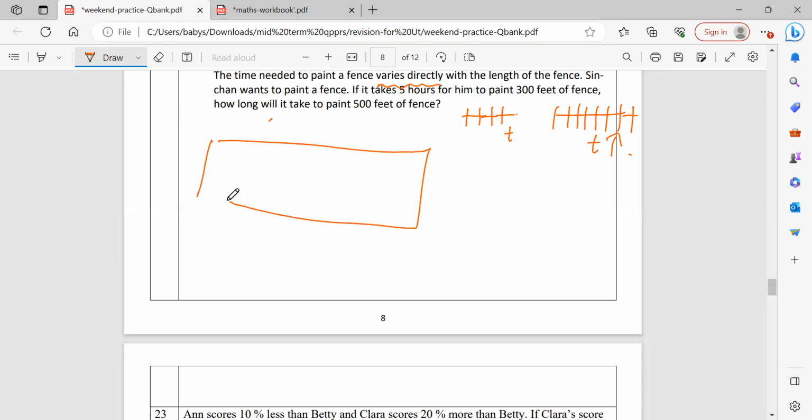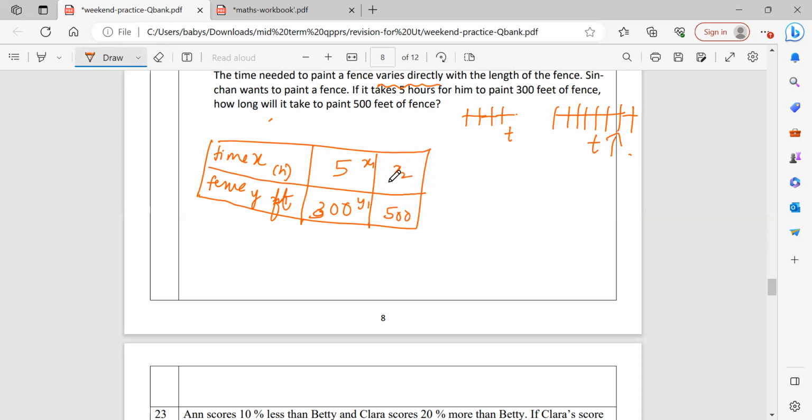Now I'll put the data here. I will take time as, let's say, x, and I will take the fence length as y. This will be in hours and this will be in, sorry, feet. They're given feet, right? The length of the fence could be meters or feet, but in this case, feet will go with feet. Okay, so now let's put the table. So time is 2 hours for 300 feet of fence, isn't it? So this is my x1, this is y1. Then next, what is happening? For 500 feet, how long will it take?